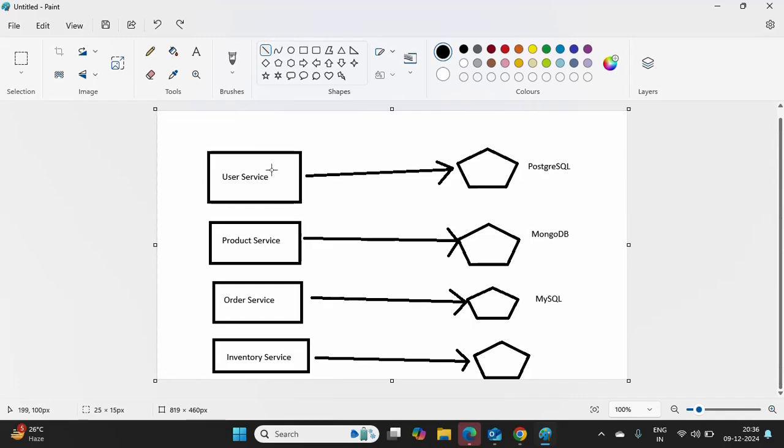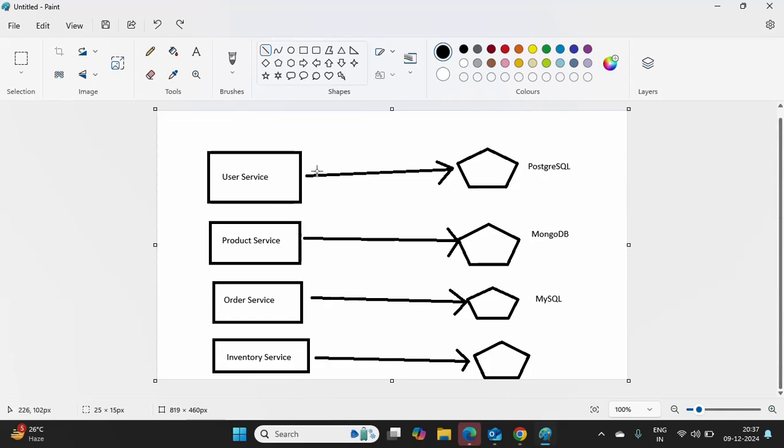Now you can see the user service is interacting with every service. Now I have the four services. Each service is going to connect with its respective database. There is no restriction on the database. The user service can use Postgres, the product service can use MongoDB, the order service may use MySQL. Like this, there is no restriction on what type of database we are going to use.